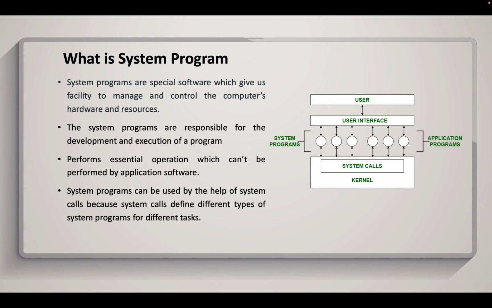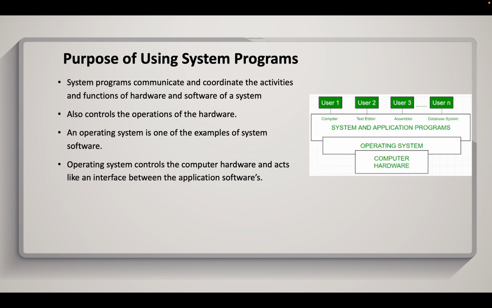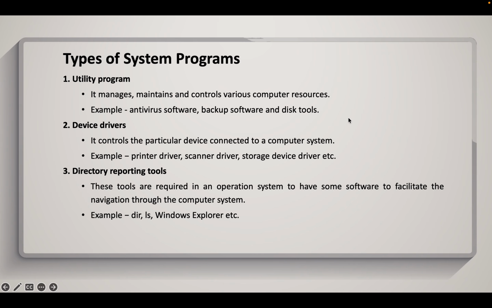What are system programs? System programs are special software which give us the facility to manage and control the computer hardware and system. For example, an MS Word processor is a system program. It is used to perform editing operations. So system programs act as an interface between the operating system and the user; system programs actually work above the operating system layer.